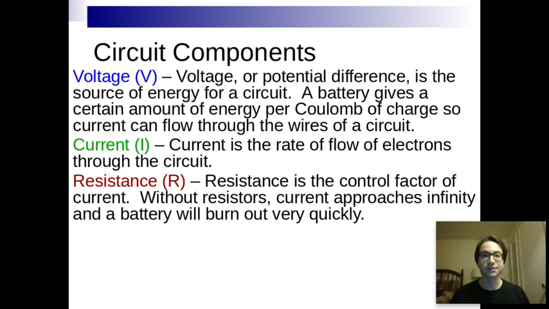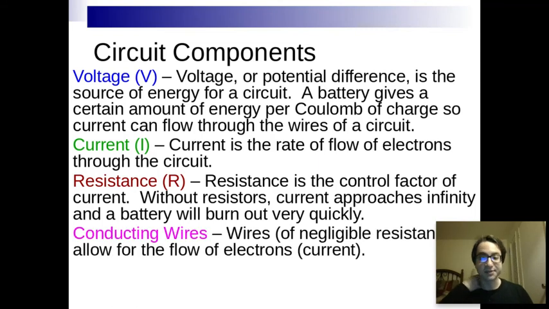Without resistance, electrons flow at not light speed, but not too far from light speed. When you have charge moving that quickly through a battery and around circuits, that's going to cause electrical fires very quickly. That's called a short circuit when you have a circuit that doesn't have resistance in it. And then, of course, you need the wires themselves for these electrons to flow from the battery to the resistors or components you want to power.